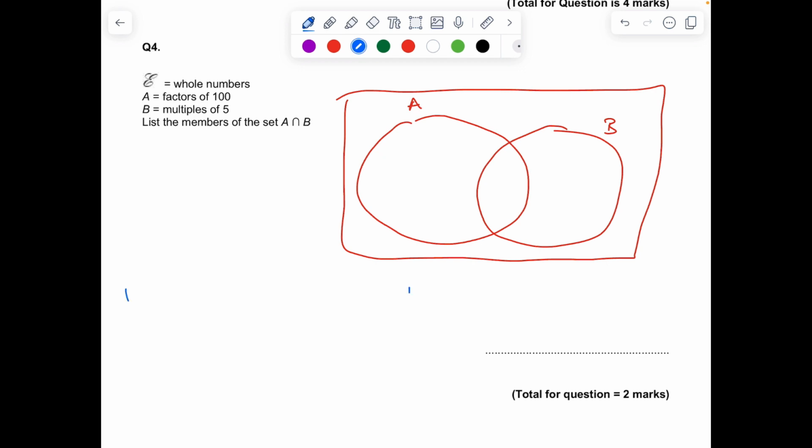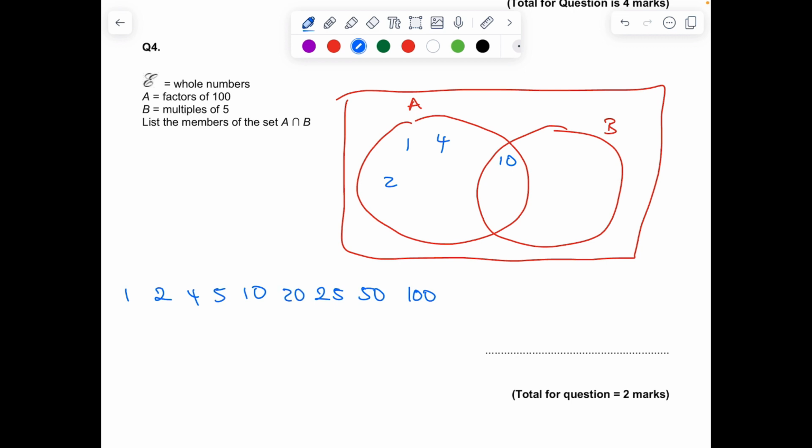So 1 and 100, 2 times 50, 4 times 25, 10 times 10, and I believe that is it. And so let's put those in. So 1 is not a factor of 5, nor is 2, nor is 4, but 10 is. I'm going to put it there. I'll tell you what I've missed out. 5 times 20. Oh dear.